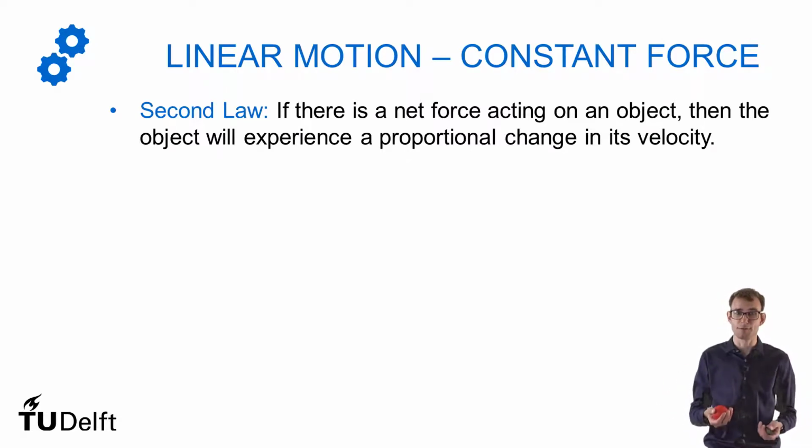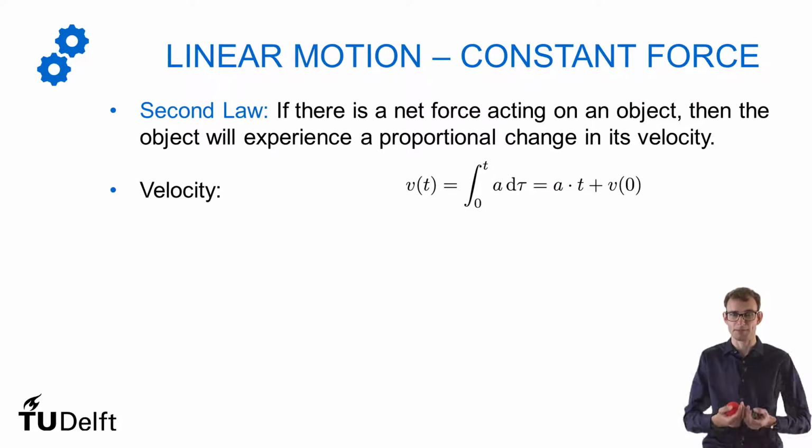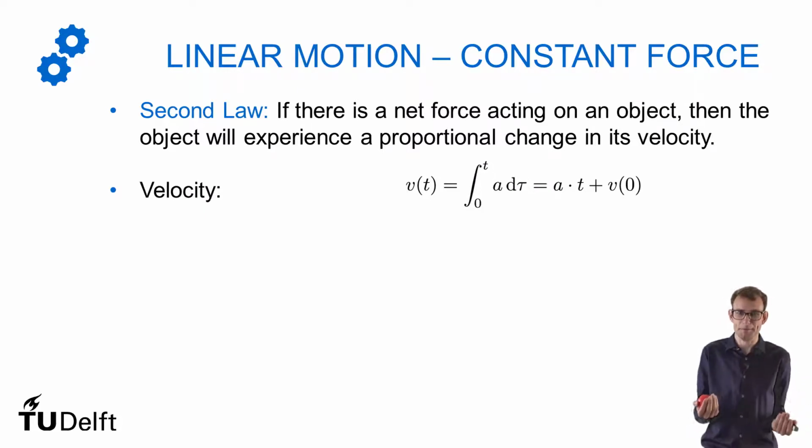And so we can find the velocity by integrating the acceleration. That's the same integral, just the symbols changed, right? So the solution is also the same. The velocity is then the acceleration times time plus whatever the velocity was at time 0.